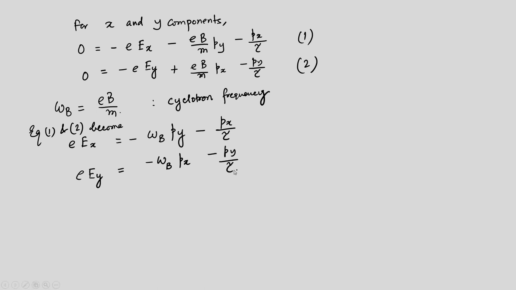Okay, so this looks like a kind of coupled equation where Ex depends on both Py and Px, and Ey also depends on both Px and Py. Now physical consideration of the system would definitely yield that in the steady state, the Py cannot go on indefinitely. That is, the Py will have to go to 0 because this is the y direction.